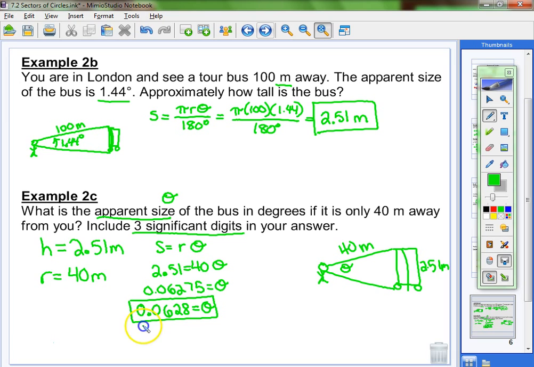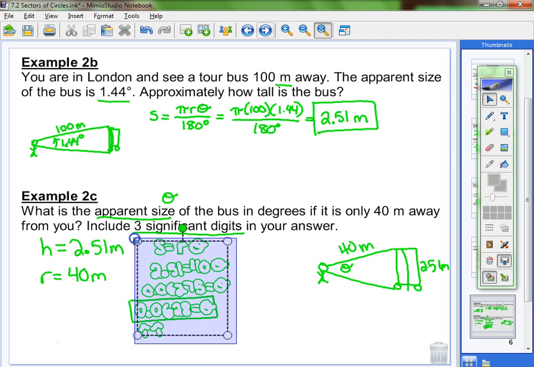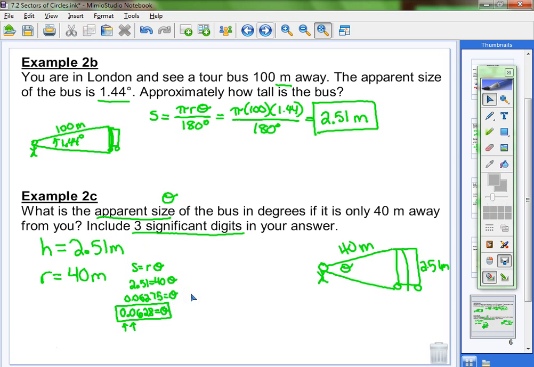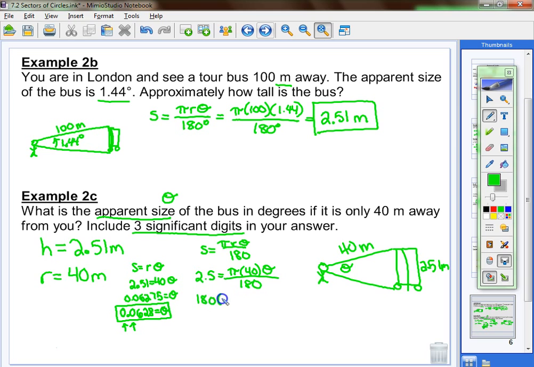Remember, significant digits, the zeros at the beginning don't count. Alright, since we understand things in degrees better, let's go through this really quickly in degrees also. So we would use the arc length equals pi r theta over 180. So we have 2.5 equals pi times 40 times theta over 180. And then we'd multiply times 180, and we'd divide by 40 pi. And that will give us theta.